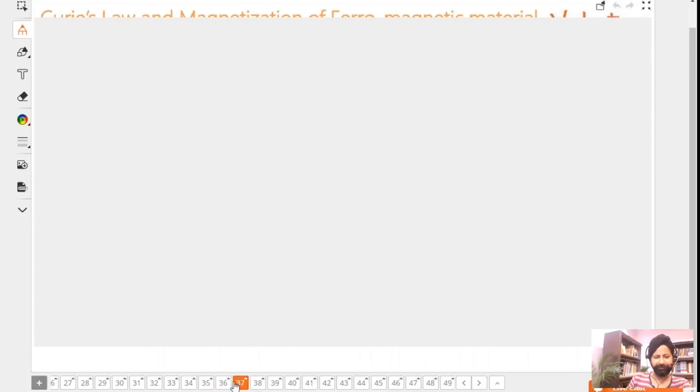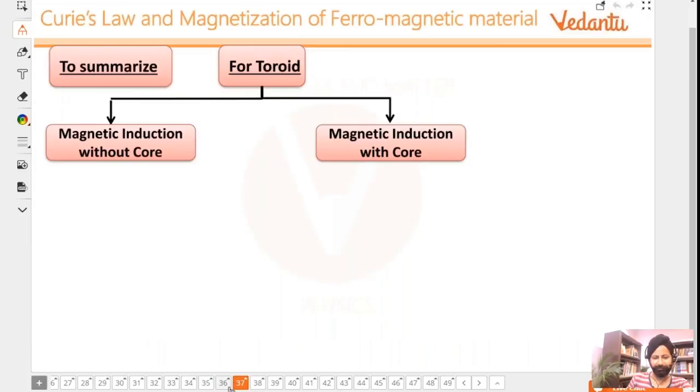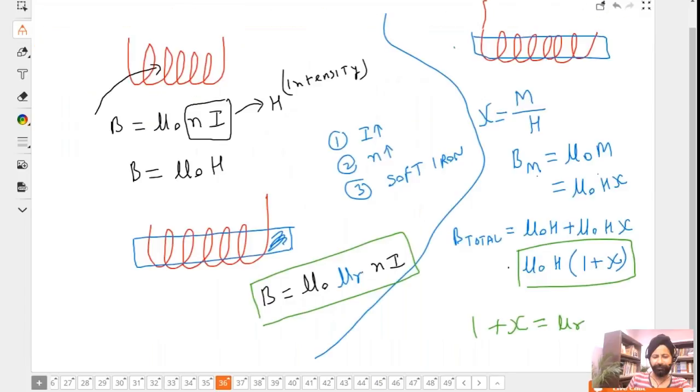I will just answer one of the questions that Arvind Thakur asked, why only soft iron? I will answer from a qualitative point of view, not quantitatively, right? Quantitatively, we will see in the next class.